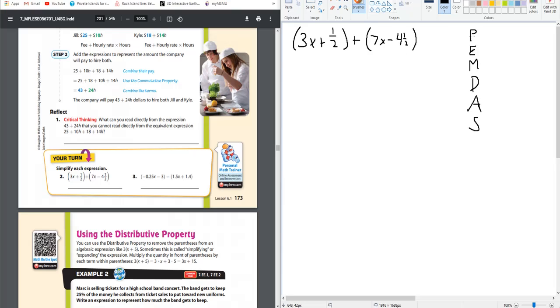So PEMDAS, first is parenthesis. So this is one of the few times where you're going to be consistently using parenthesis to do whatever you need to do. So we're adding every single thing inside the parenthesis. So we're going to be adding 7x. We're going to be adding this minus 4.5, which you can just write as minus 4.5, but we'll go over that. There we go. 3x plus 1 half. Cool. We didn't really have to do anything there. So we just added this entire parenthesis, whatever's inside.